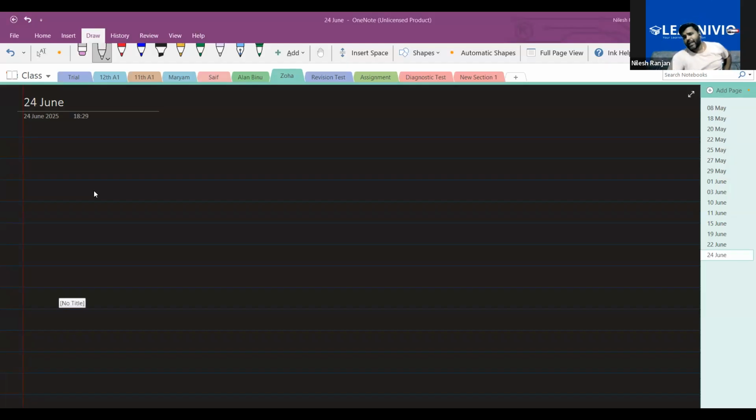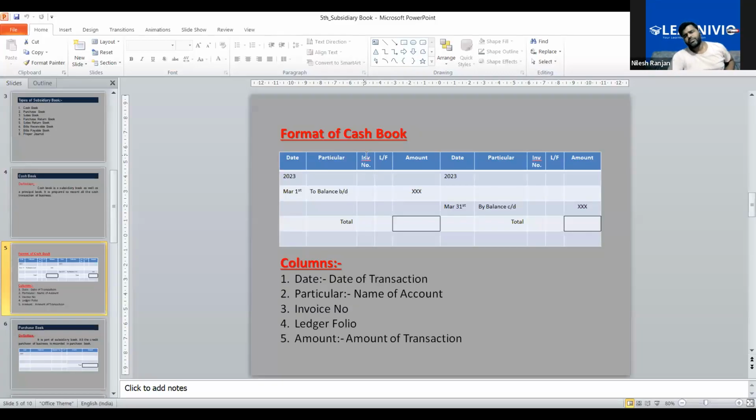Okay. Have you already written the format of the cash book? No, I don't remember writing it down. Okay, this is the format. Invoice number, I think I have explained about invoice number. I think I didn't draw it, I just wrote the things. One second, let me write it down.